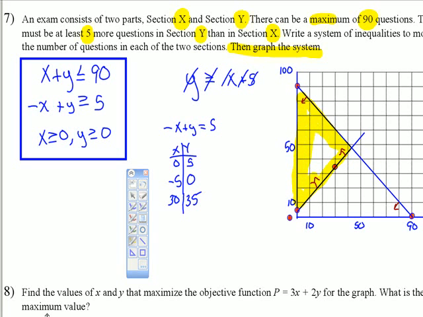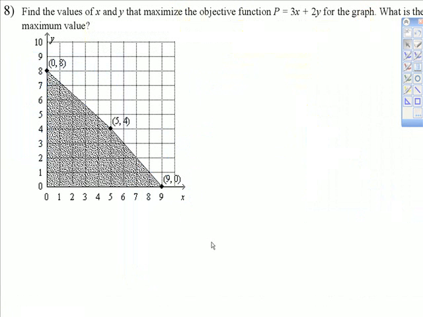X is greater than or equal to 0. Y is greater than or equal to 0. Any questions here?